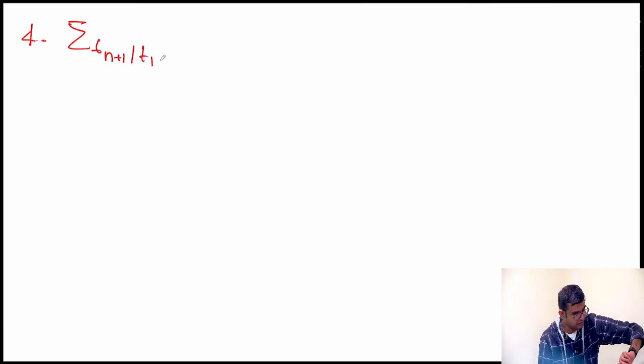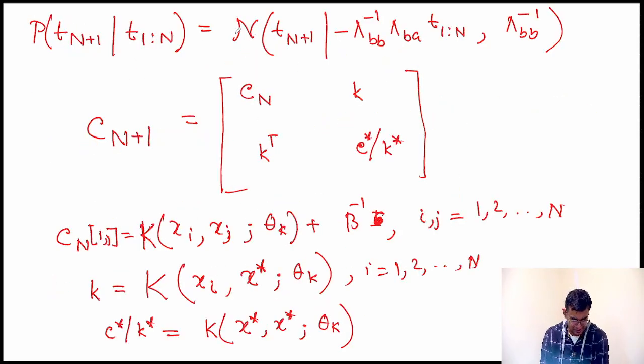Okay. What is the variance? Sigma of Tn plus 1 given T 1 to n is equal to what, lambda BB, I think?